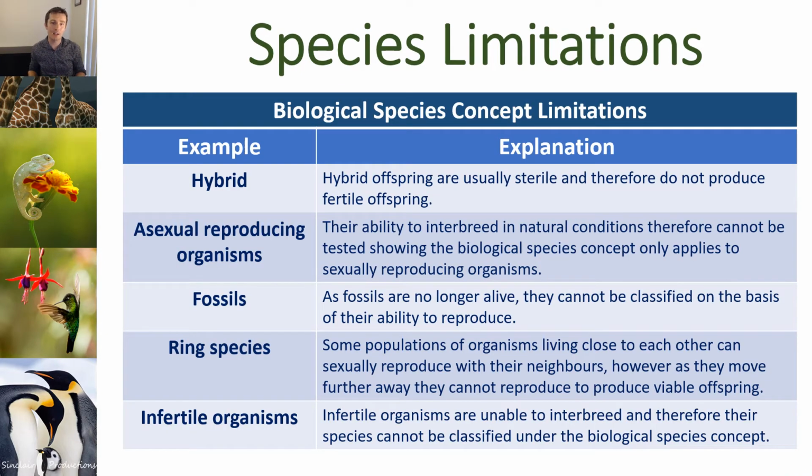So looking at this, a little summary. Hybrid offspring are usually sterile and therefore do not produce fertile offspring, which causes an issue to that definition. Asexual reproducing organisms, the ability to interbreed in natural conditions, therefore cannot be tested, showing the biological species concept only applies to sexually reproducing organisms, not asexual. Fossils, no longer alive, cannot be classified based on reproduction. Ring species, obviously here when we talked about some populations of organisms that live close together can sexually reproduce with their neighbours. However, as you move further away, they cannot reproduce to produce viable offspring. It does cause an issue, and infertile organisms are unable to interbreed and therefore their species cannot be classified under that biological species concept, which is all about can they reproduce to produce viable offspring in nature.